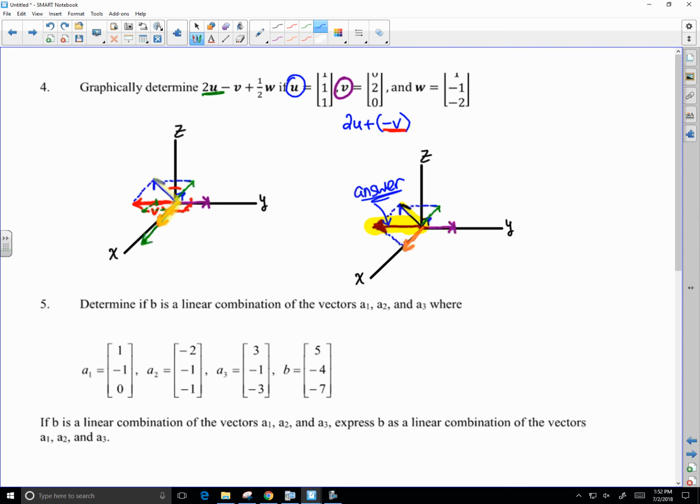Time. Yeah. Can you just go first? Sure.